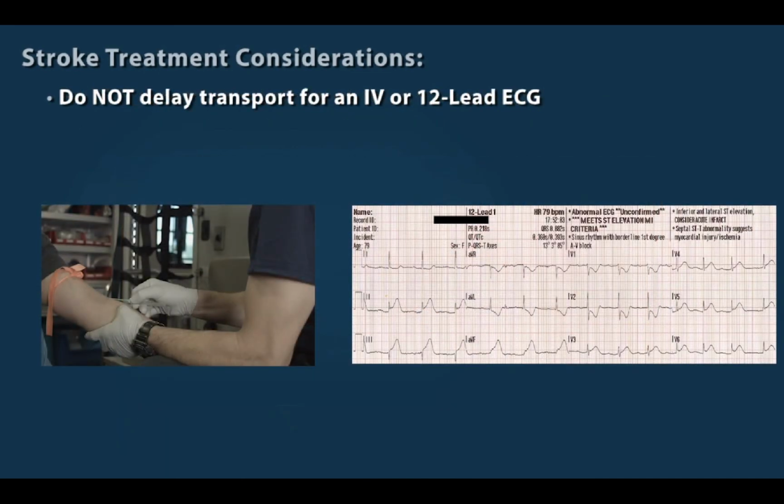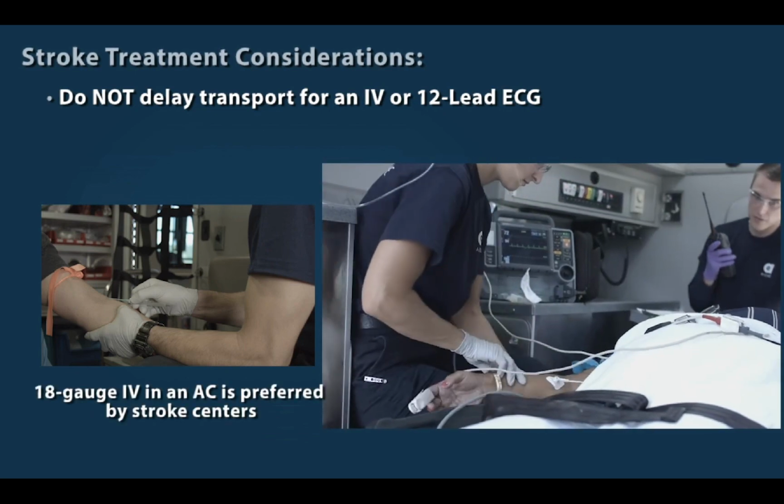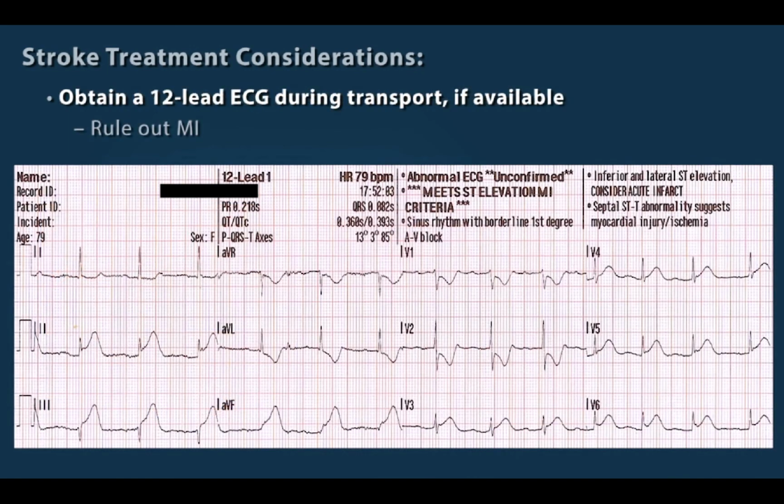Do not delay transport to obtain IV access or a 12-lead EKG. Both should be obtained en route to the hospital if available. When obtaining IV access, an 18-gauge catheter in an antecubital vein is preferred. When a stroke is suspected, a 12-lead EKG should be obtained in order to rule out myocardial infarction. MIs are not uncommon in the presence of ischemic stroke.